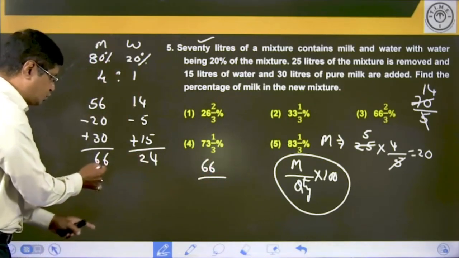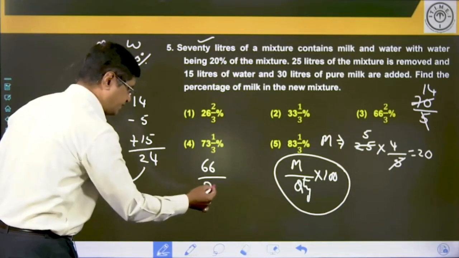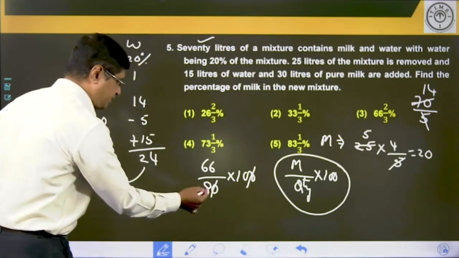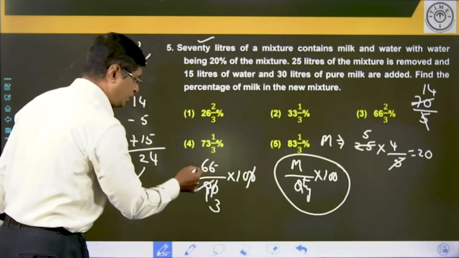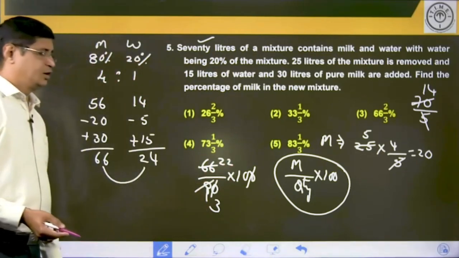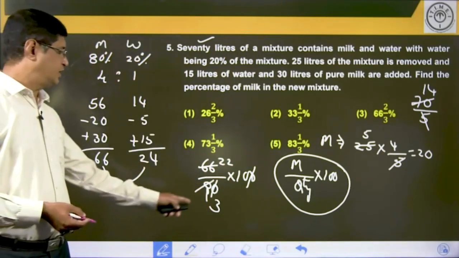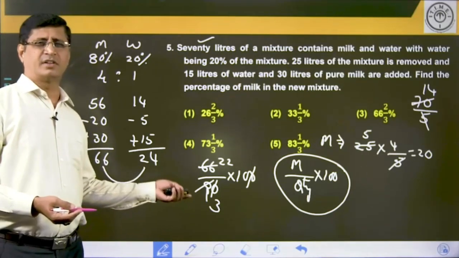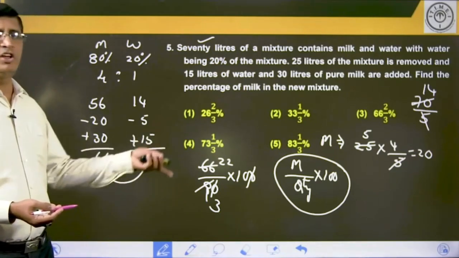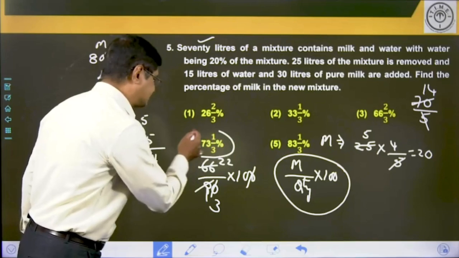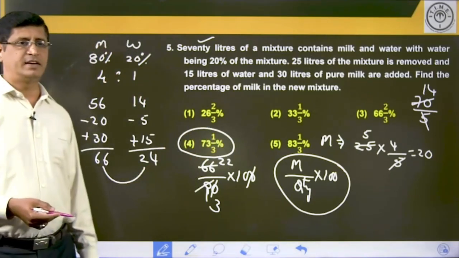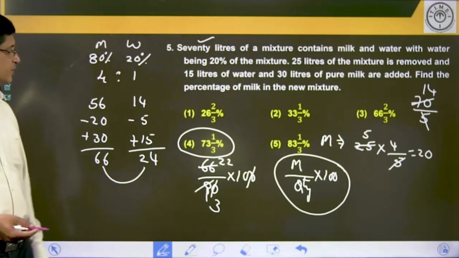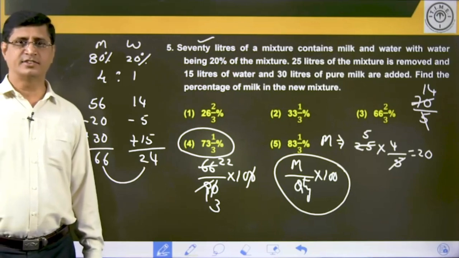Total means sum of these two. Sum of these two is equal to how much? That is 90 into 100. Simplify, 0 and 0 get cancelled. 3 here, 3 times, 3, 22 times. 220 by 3. 70 times of 3 is equal to 210 and 3 1 by 3, means the right answer is option number 4, 73 1 by 3%. Choice 4 is the right answer.